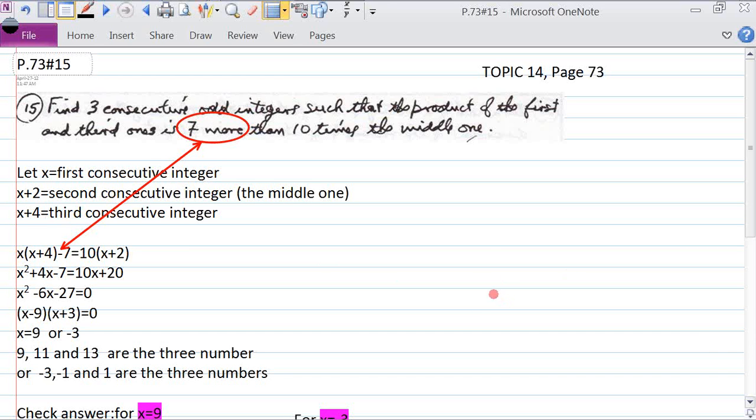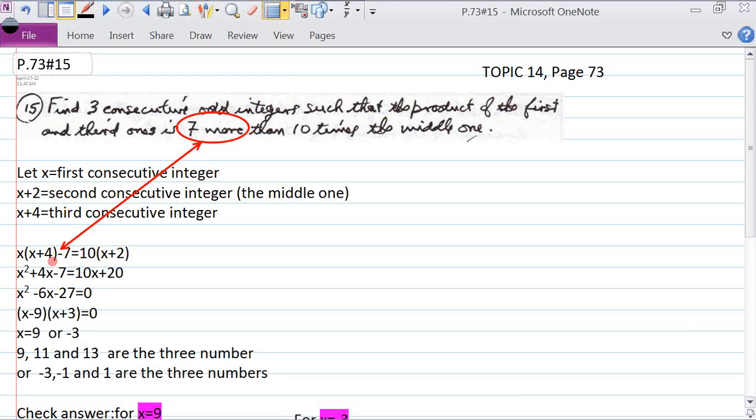So now, once we've established how we're going to show these three, x, x plus 2, and x plus 4, we look at the product of the first and the third. So here's the first, and here's the third. I'm going to multiply x times x plus 4, the first times the third, is 7 more. So it means it's too much by 7. I'm going to subtract 7 from it, and then here is the equal sign, 10 times the middle one. So here is 10 times the middle one, x plus 2. This is the middle one here.